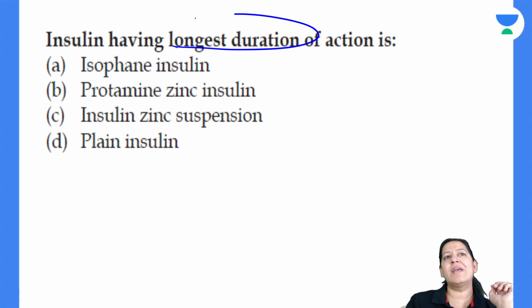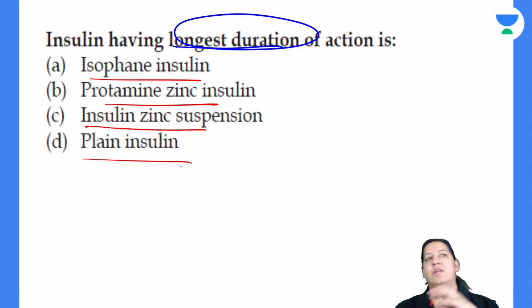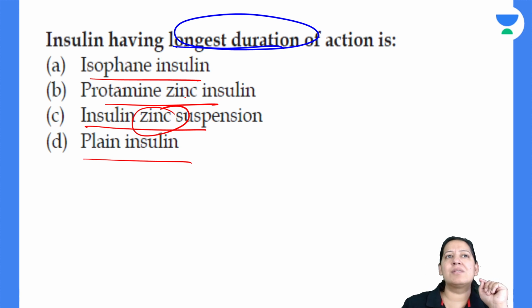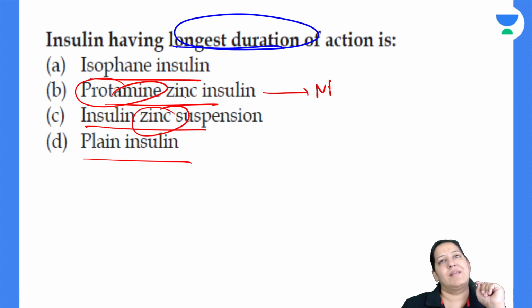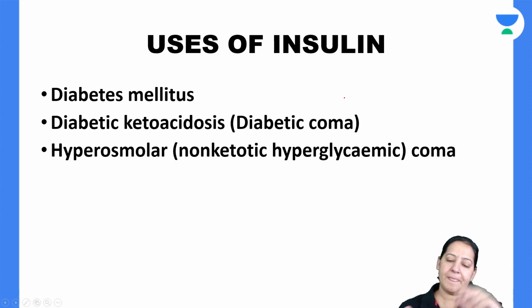Which insulin has the longest duration? Is it isophane, protamine zinc insulin, or plain insulin? Which will be the longest? Are you combining insulin with zinc, insulin with protamine, or isophane? So when we combine, NPH is the longest among them. You know the duration of action of them, right? So I am done with the insulin.